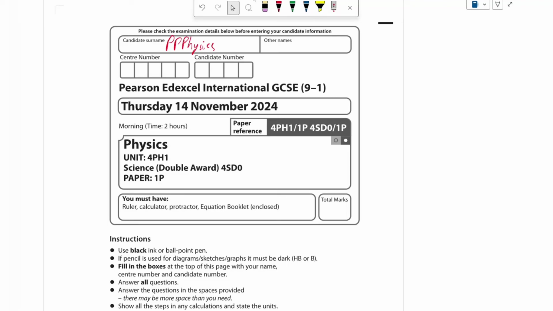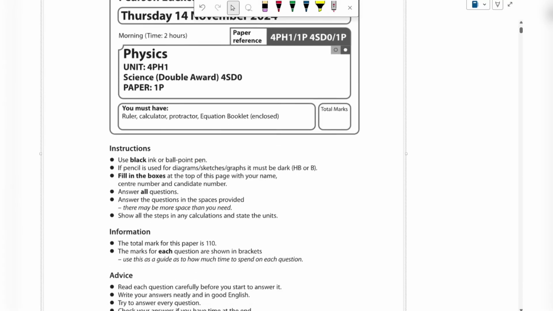Okay, welcome to this giveback for the IGCSE Physics, the Edexcel International GCSE. This is the November 2024 paper 1.